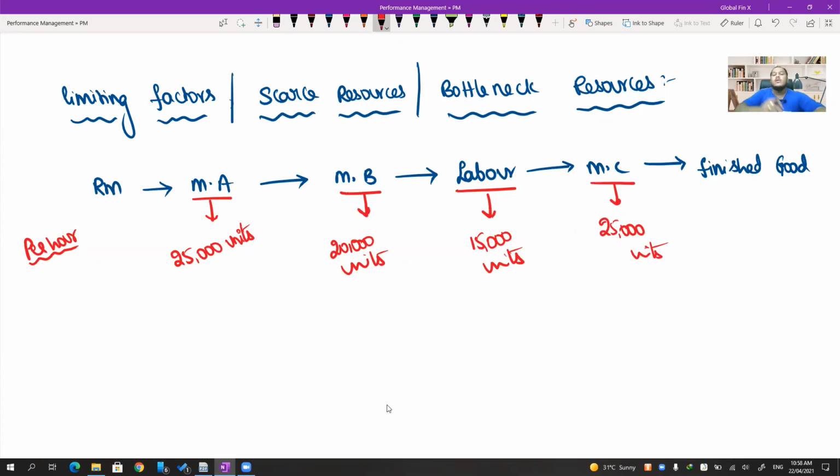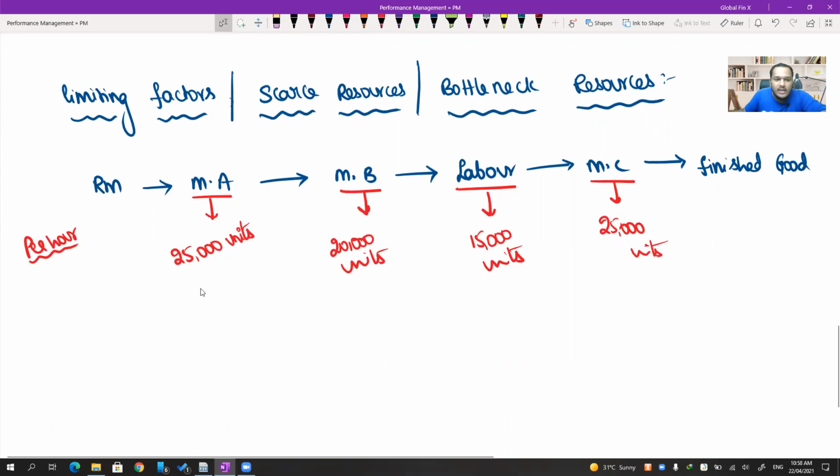Okay, now see what is happening here, sir. Even if I introduce 25,000 raw materials every hour, machine A will process that 25,000. But when it goes to machine B, it can only process 20,000. That means 5,000 units are lagging behind. Again, I'll send it to labor, and again 5,000 units lag behind. But when I go to machine C, it has surplus capacity, so no problem.